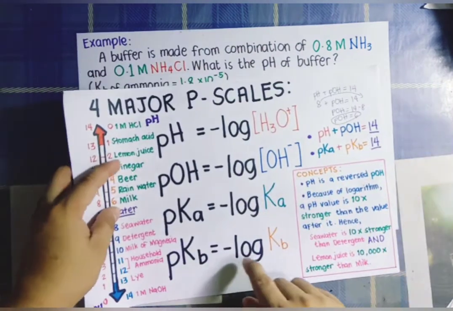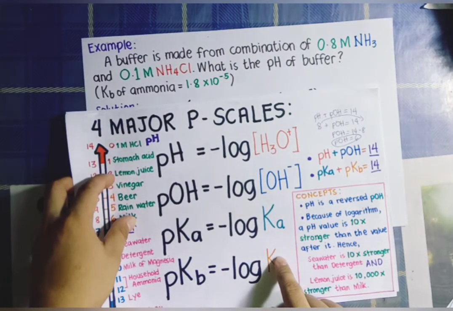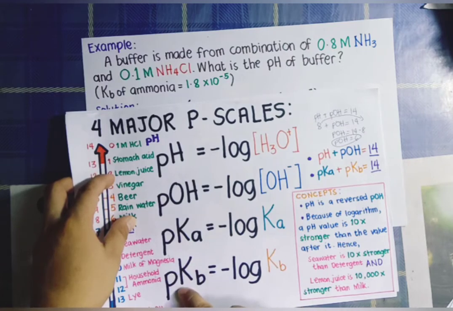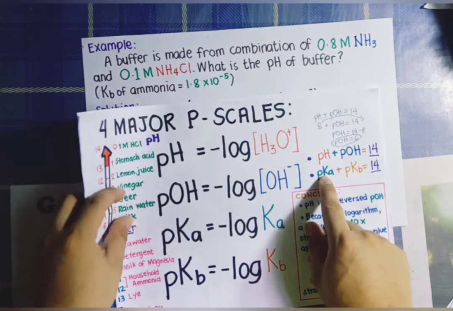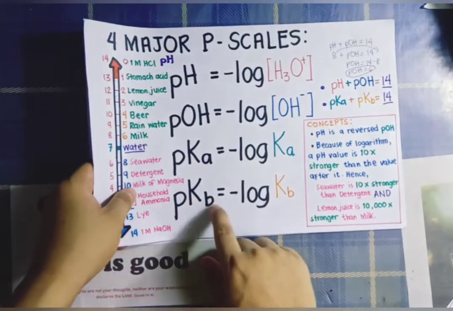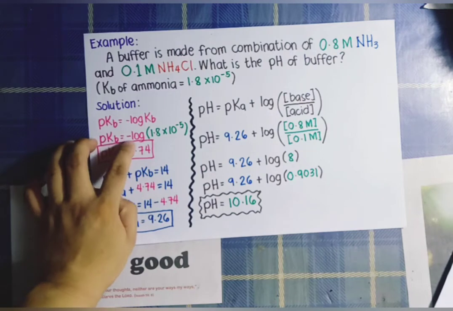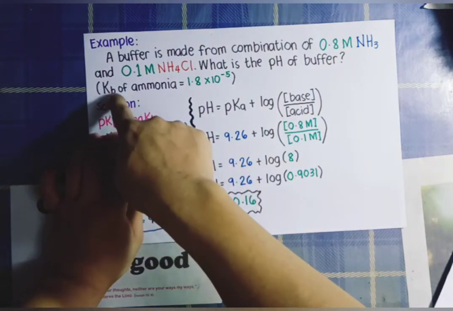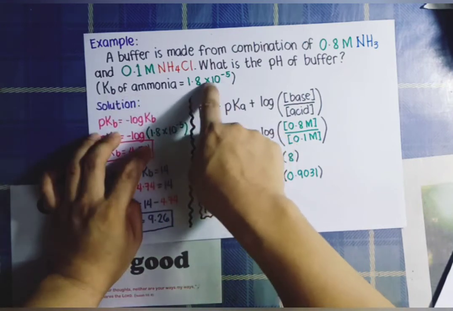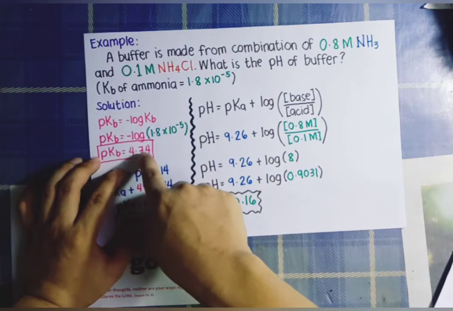We can actually use this formula, pKb is equal to negative logarithm of Kb, to find our pKb. And after finding the pKb, we can actually subtract the value of this from 14 to find our pKa. And so, by using this formula, pKb is equal to negative log of 1.8 times 10 raised to negative 5, which is actually the dissociation constant for base of ammonia. So that's it. Okay? And by doing this in your calculator, then we will have here pKb is equal to 4.74.